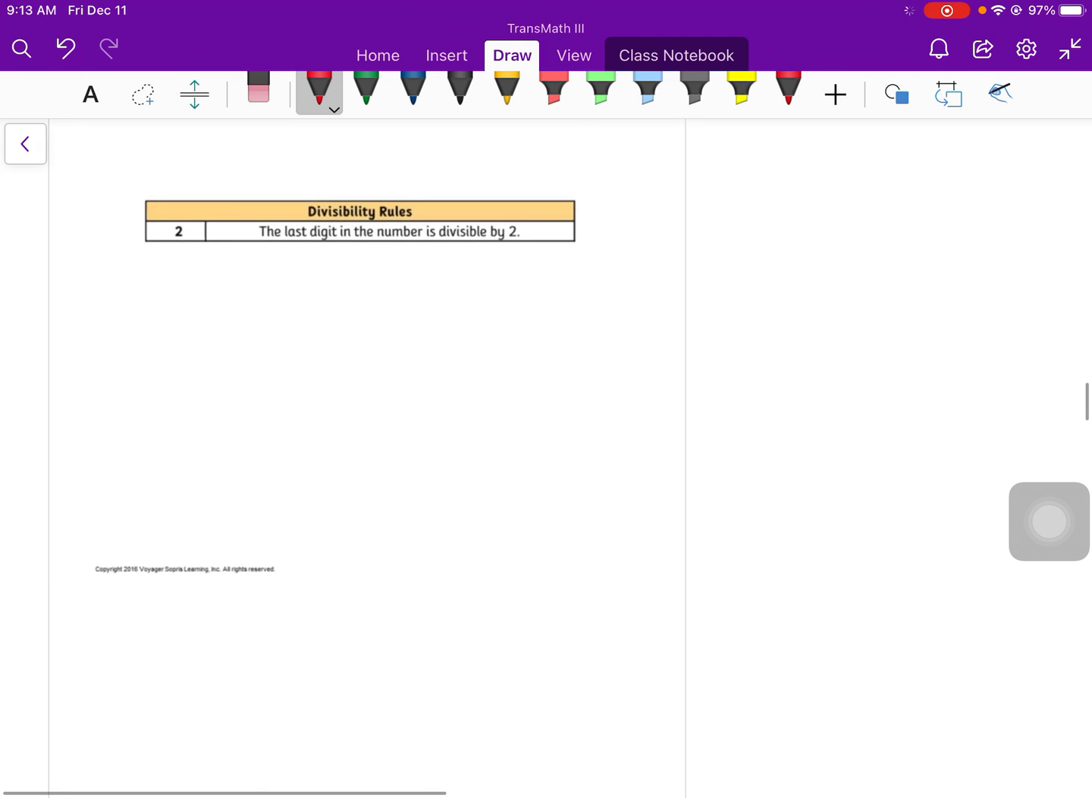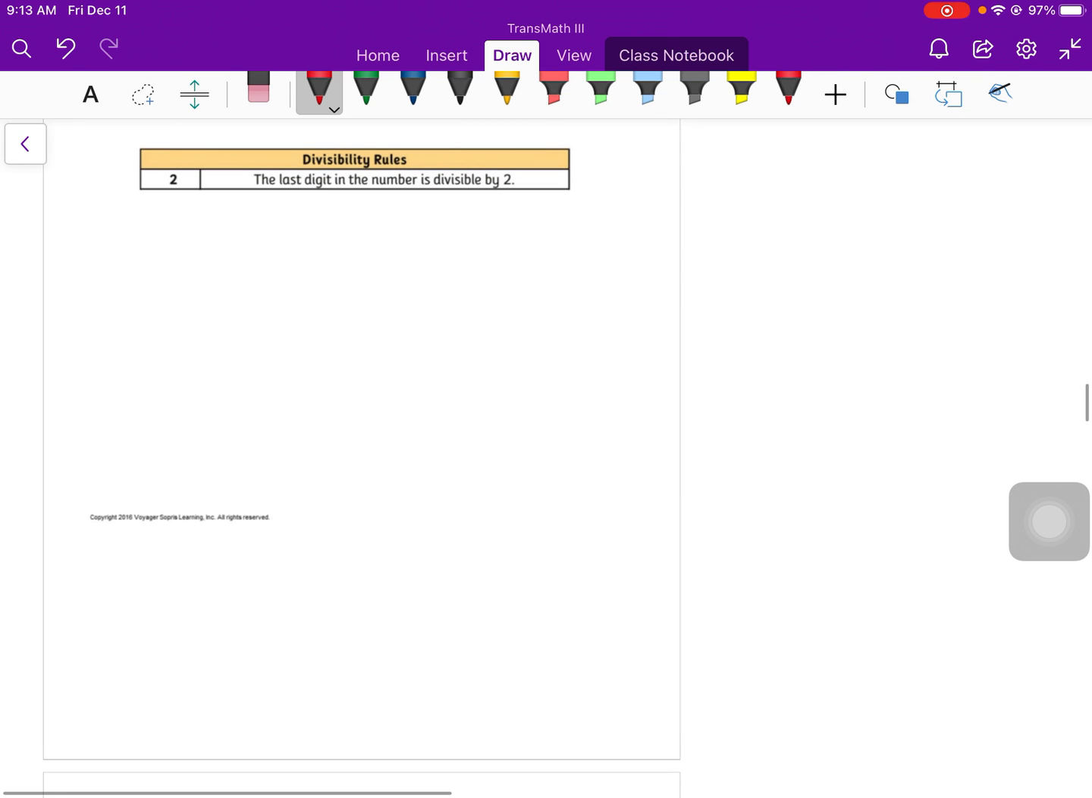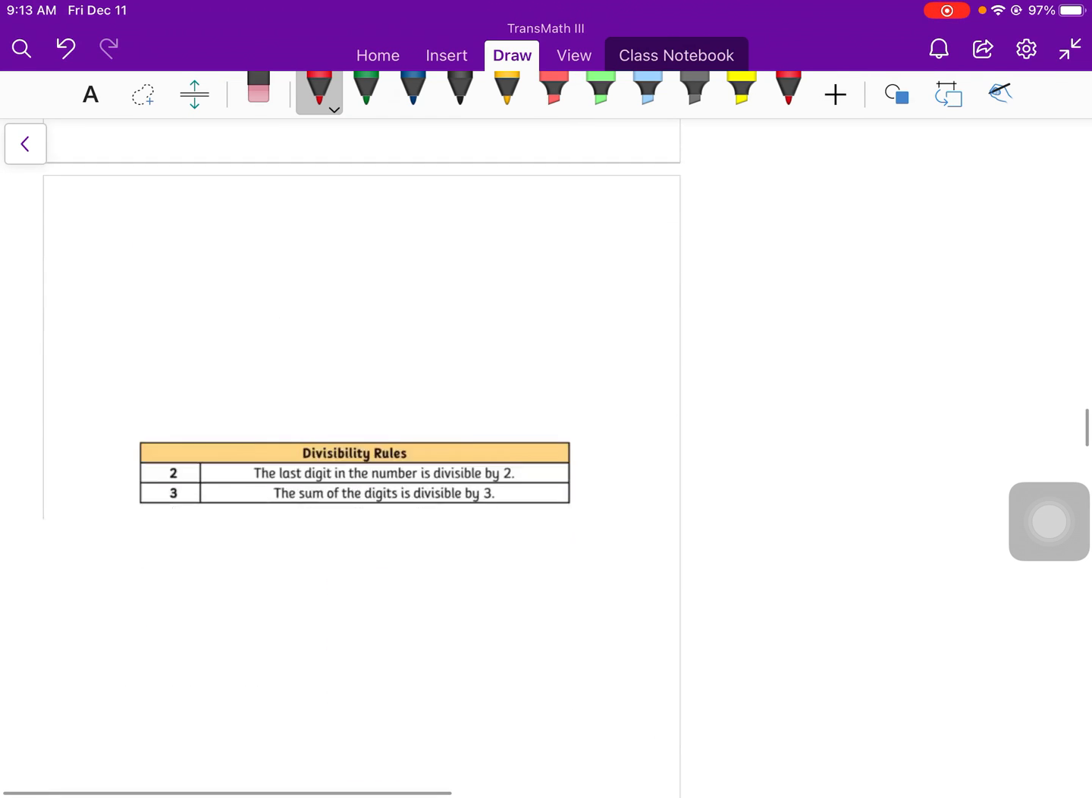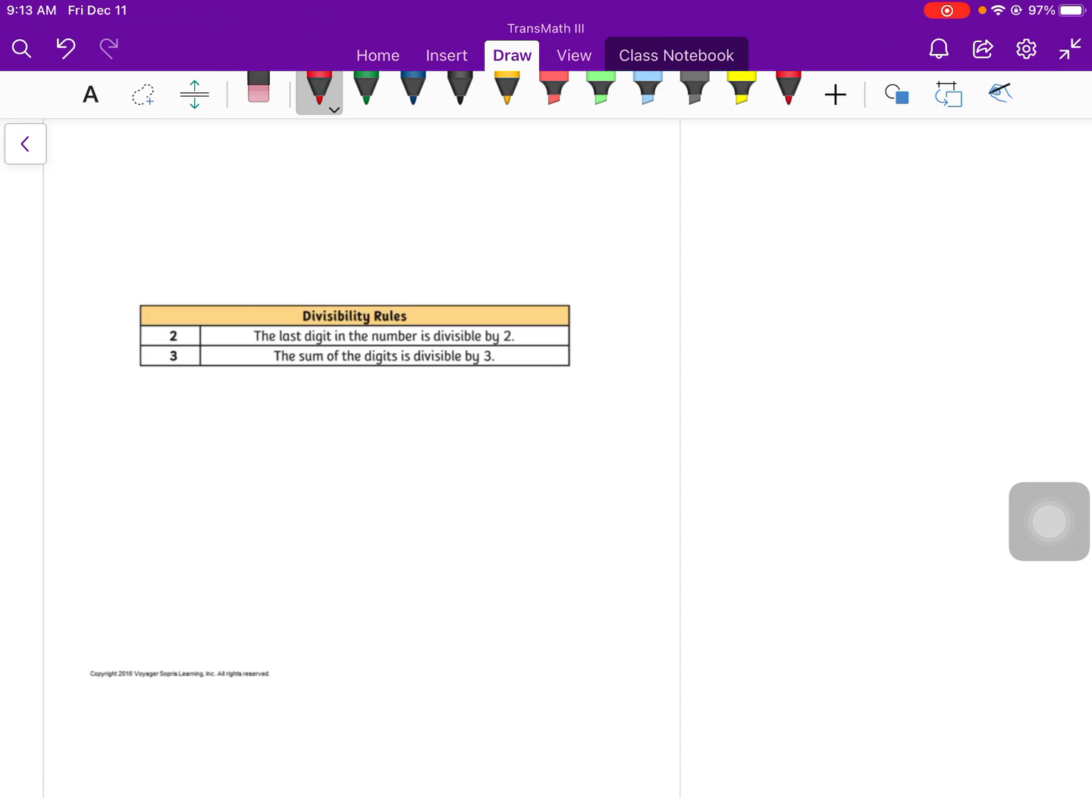All right, so we have divisibility rules for 2. If it's an even number, so if the last number is divisible by 2, so if it ends in a 0, 2, 4, 6, or 8, you can divide by 2. For the rule for 3, if you add up all of the digits and you can divide that sum by 3, then the original number is divisible by 3.